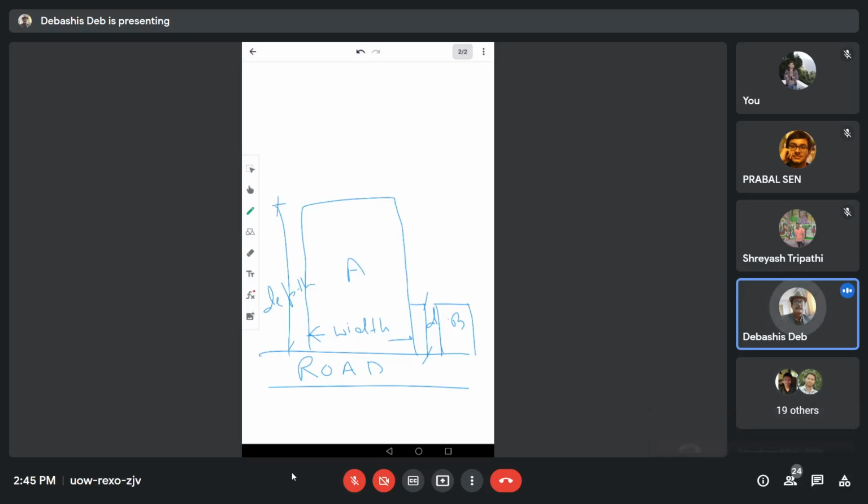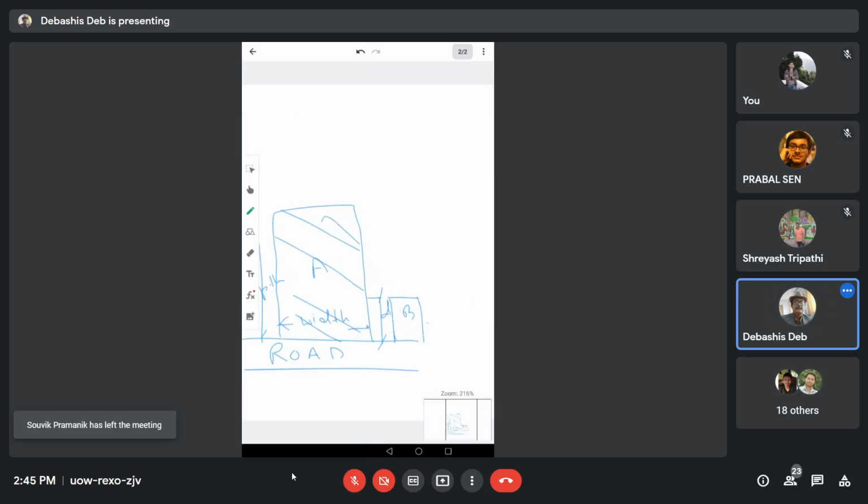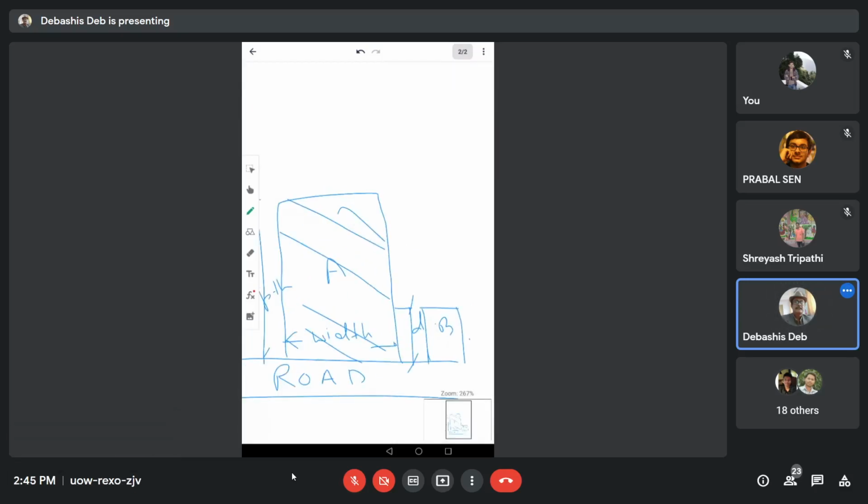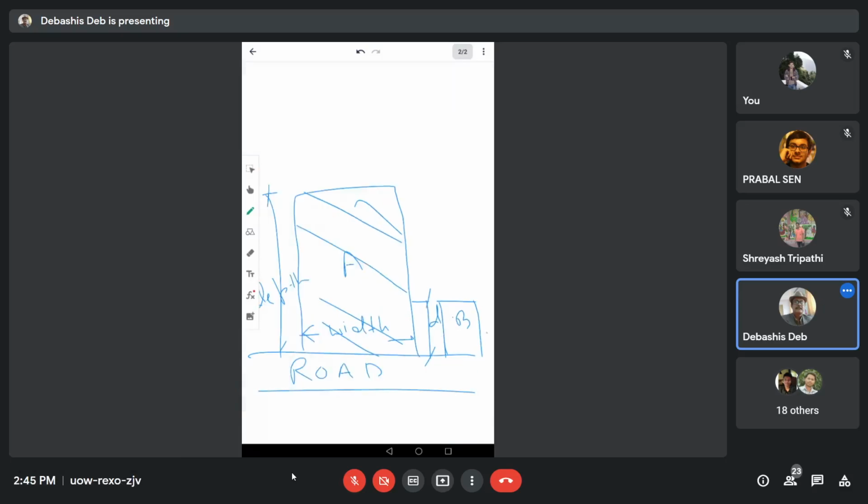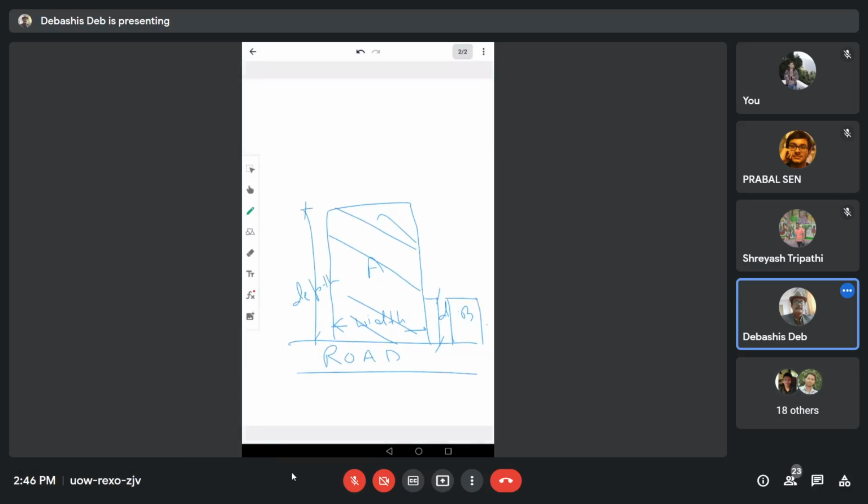Now, while calculating the valuation of plot A, the entire plot, you see the land nearer to the road, this portion. If I construct a building in this portion, the occupants will enjoy the road most.